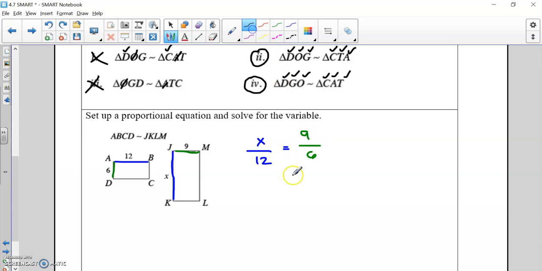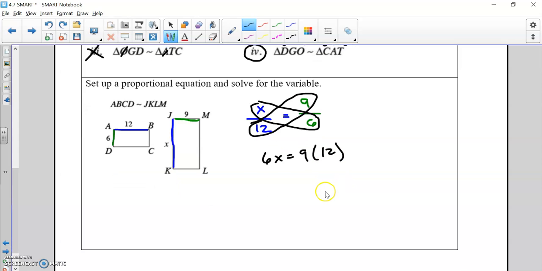All right, and now we're ready to cross multiply and solve this for x. So we say that 6x equals 9 times 12. Now, 9 times 12 equals 108. And now our last step would be to divide both sides by 6 to get x by itself. So when we do 108 divided by 6, we end up with an answer of 18.